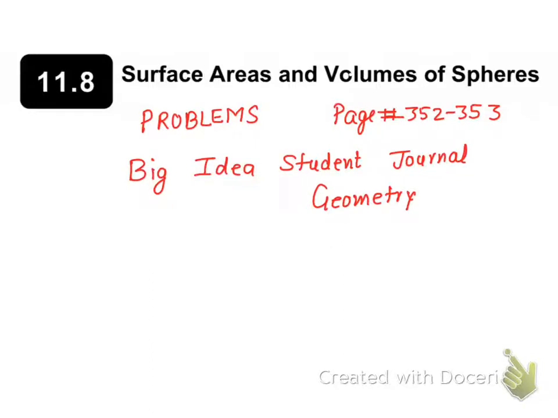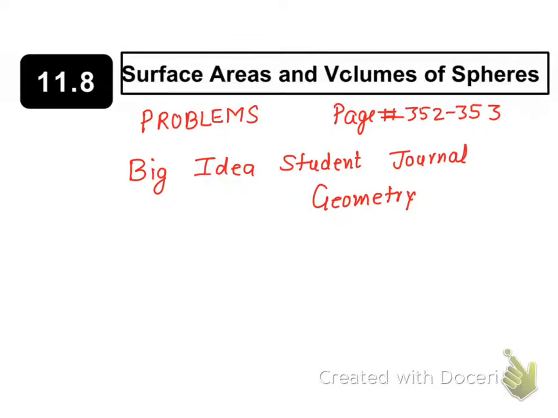Hello geometry students, today we're going to do the very last section of chapter 11, that is surface areas and volumes of spheres. Last video we talked about the surface area and volumes. Today we are going to do some problems from the Big Ideas Student Journal Geometry, on pages 352 to 353.